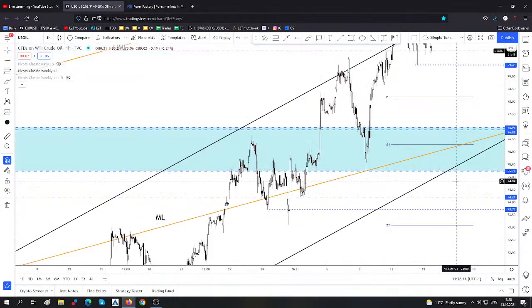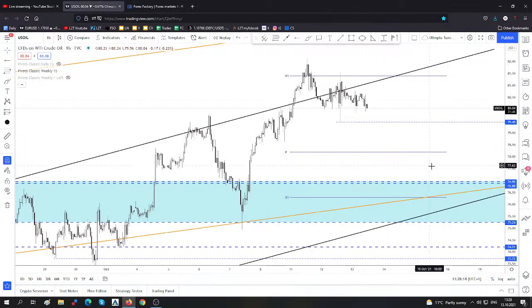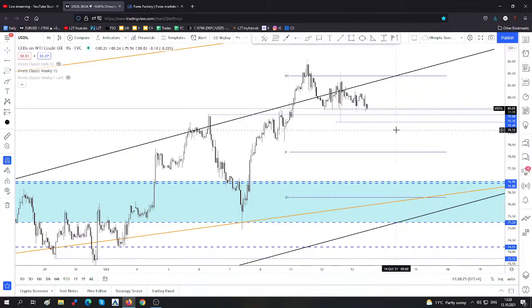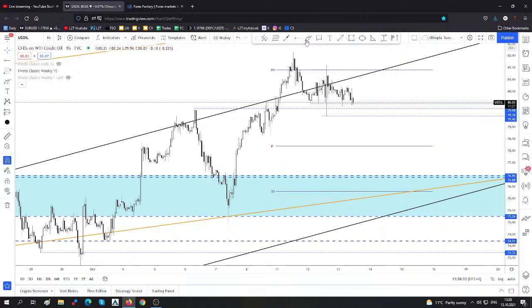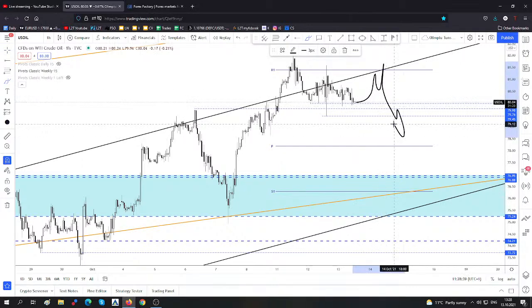One moment. We still have this maybe support zone here, maybe above 79.45, around 79.98, 79.76. Personally, I would have liked to see something like this: test, retest, false breakouts, maybe before dropping deeper.